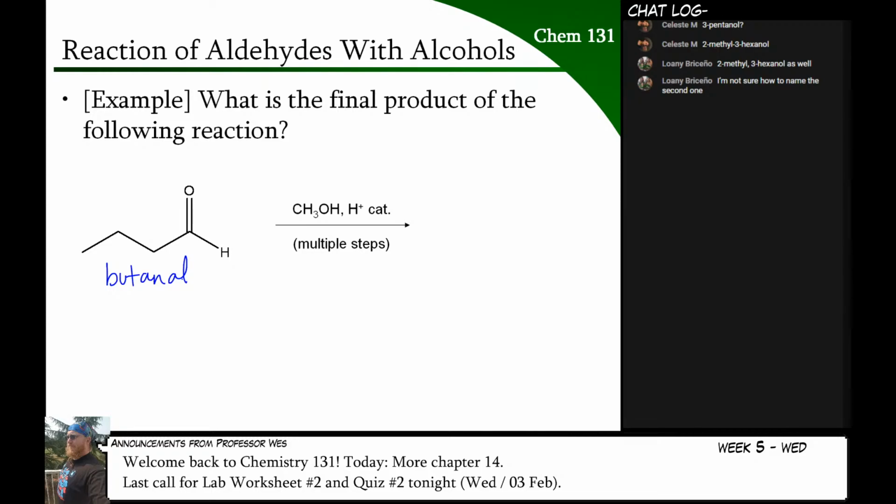What would the product be? So first write out the ROH, which in this case R would be CH3. And note that I have indicated I want the final product after multiple steps have happened. So I have all of the methanol that I want, because I put it on top of the arrow. It's a catalyst.